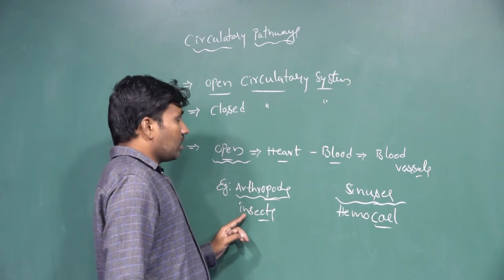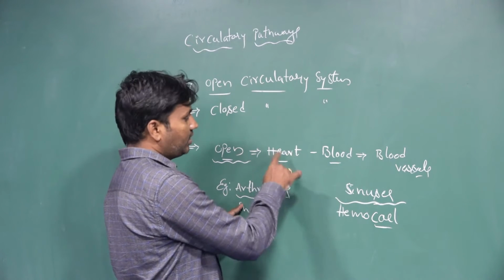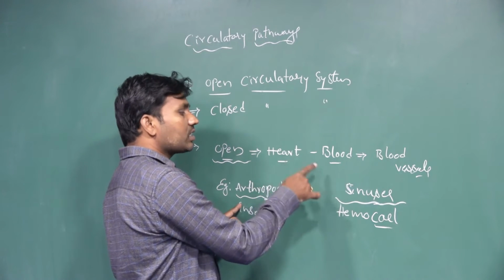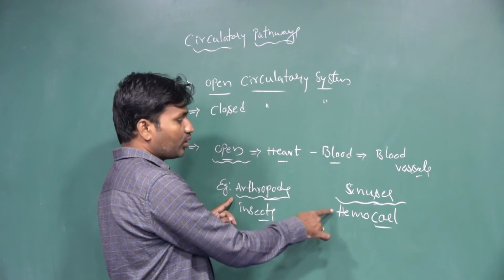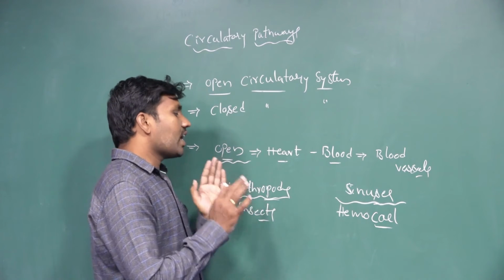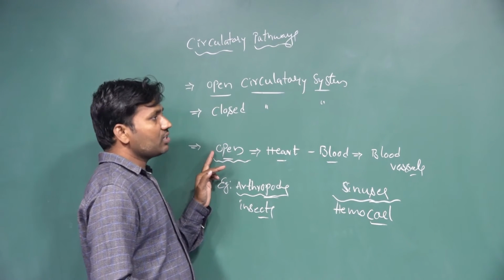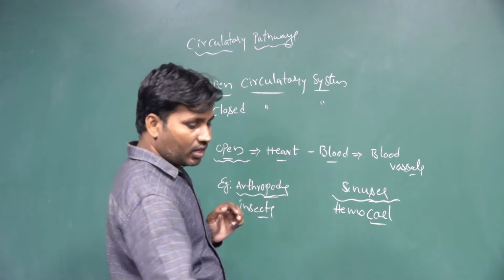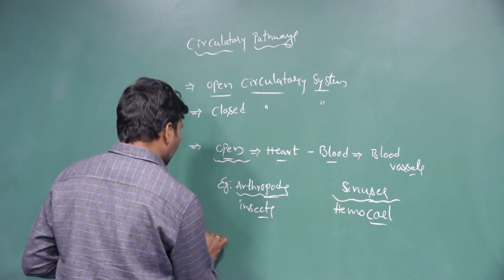Taking insects, the body has a heart and sinuses. The blood flows through the sinuses; it is not carried in specific blood vessels. This type of system is called an open circulatory system. Then we take the closed type of circulatory system.